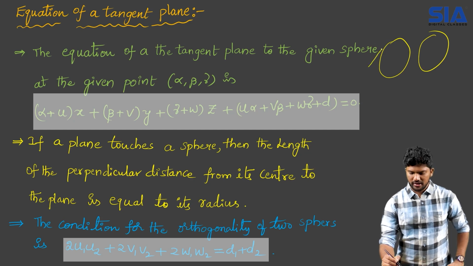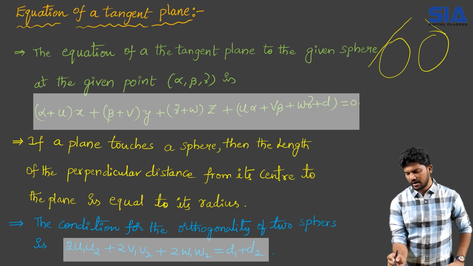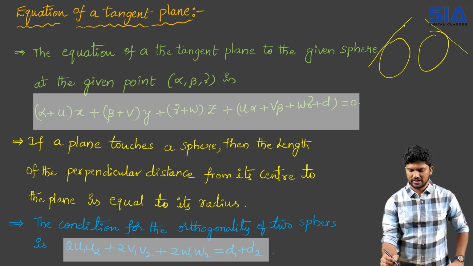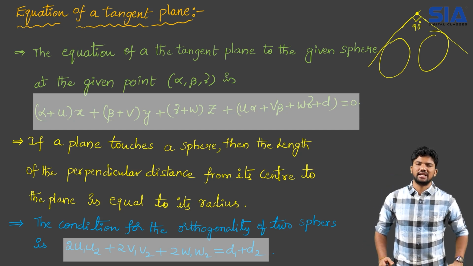For this sphere, one tangent line I am taking like this, and for the second sphere another tangent line I am taking like this. These two tangent planes are intersecting at this point. So at this point that angle is 90 degrees.